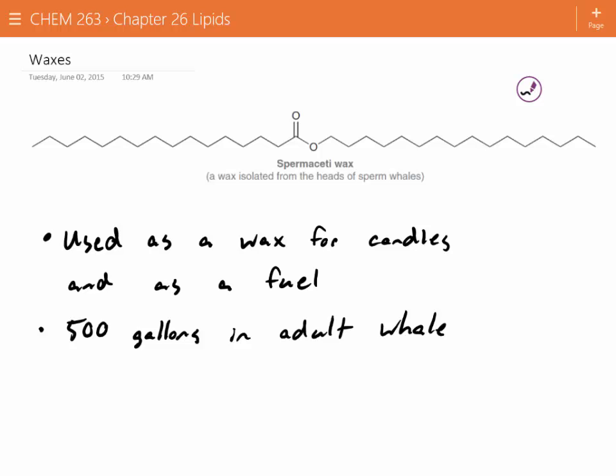The problem was, obviously, we started hunting whales to extinction, and we got a little overzealous with this wax. So waxes today are mostly synthetic waxes. We don't tend to harvest them that often from whales, at least. Does anybody know another major wax that might be similar? Beeswax. So we make candles out of beeswax. That's the other animal source we use primarily for waxes.